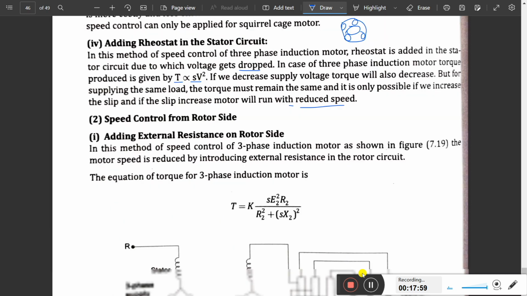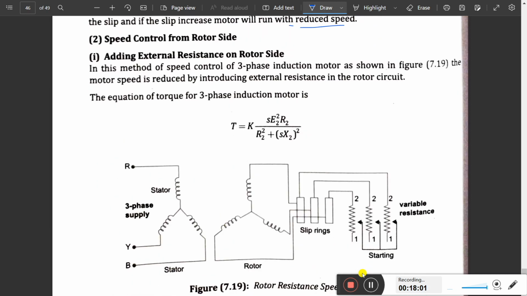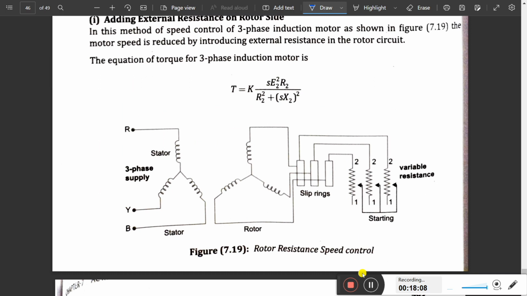Next, coming to the second method. That is nothing but speed control from the rotor side, adding external resistance on the rotor side. We know the torque equation. If extra resistance is added, then the torque will decrease.